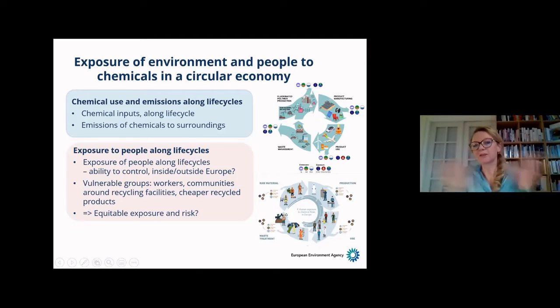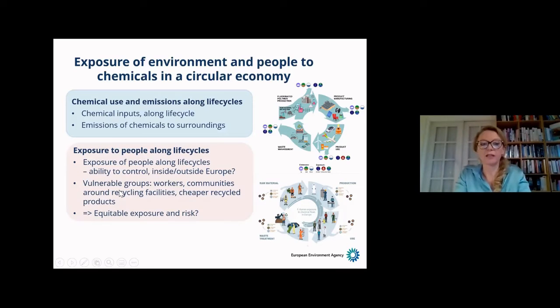Often we tend to only talk about the consumers, but really the chemicals are used especially by these people and in high amounts. And that raises the question, if we really are able to control the exposures, both inside but also outside of Europe. If we make a product in Europe, let's say, but it's recycled elsewhere, are we sure that these workers are not exposed to that? And what about the vulnerability of these people and the communities around it?